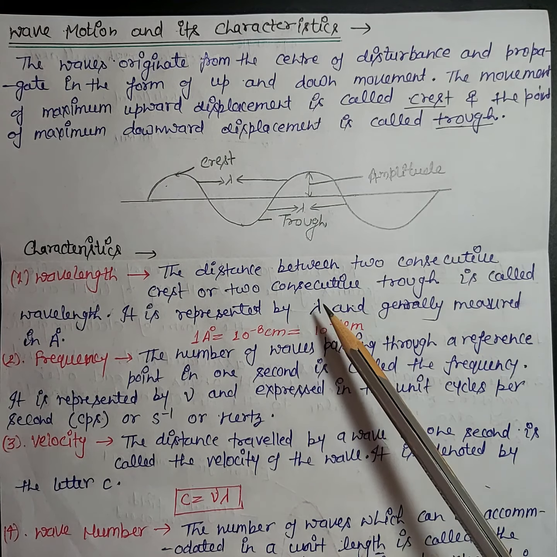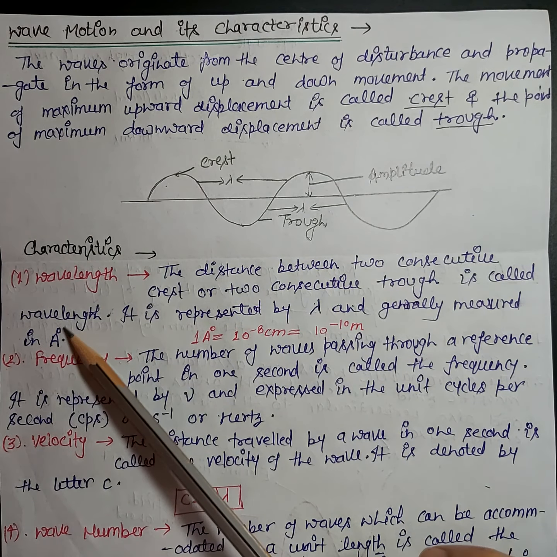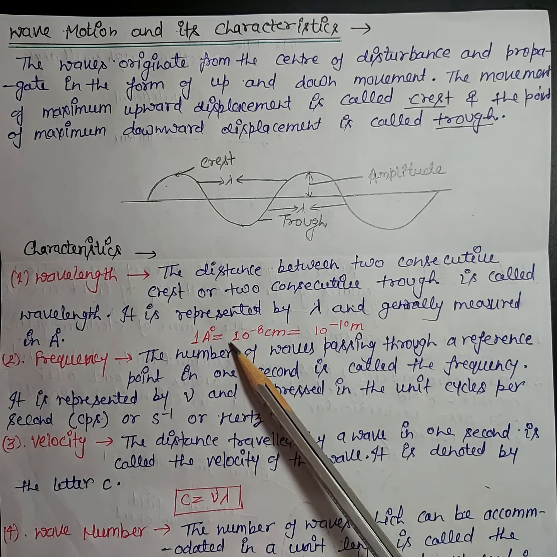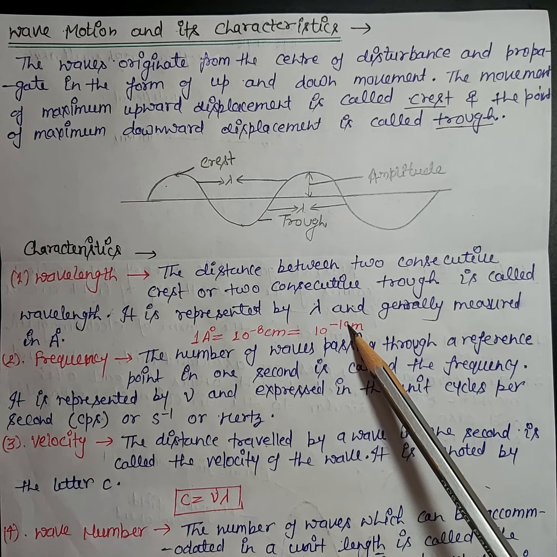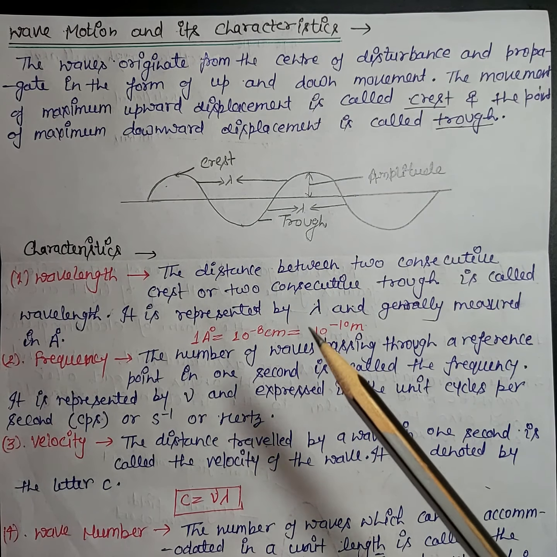It is represented by lambda and generally measured in angstrom. And you know that 1 angstrom equals 10 to the power minus 8 centimeter and 10 to the power minus 10 meter. So this is the unit of wavelength.